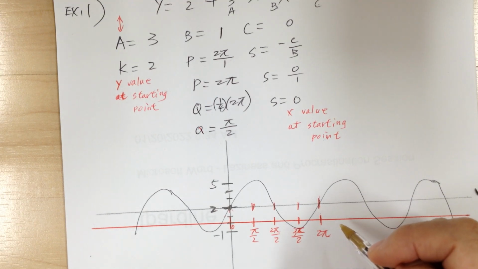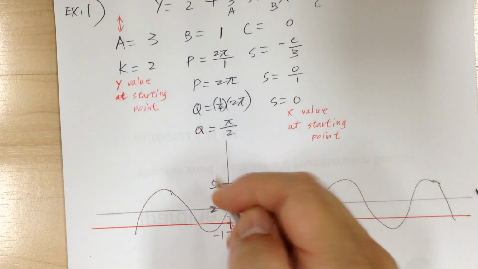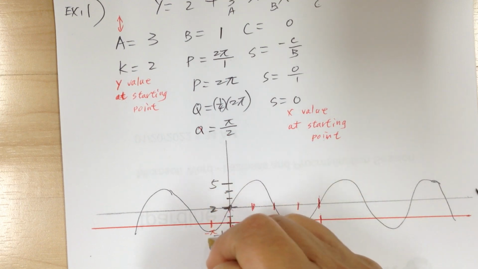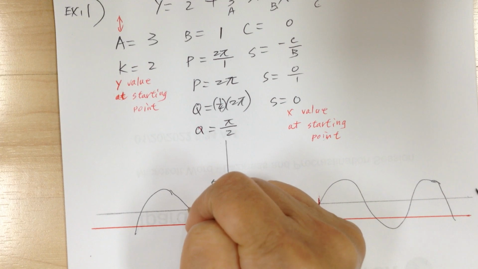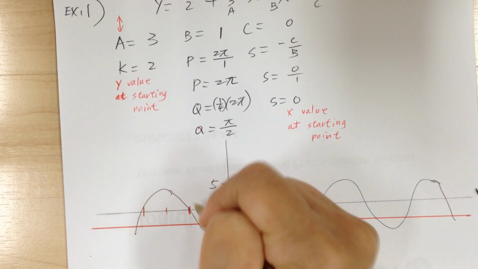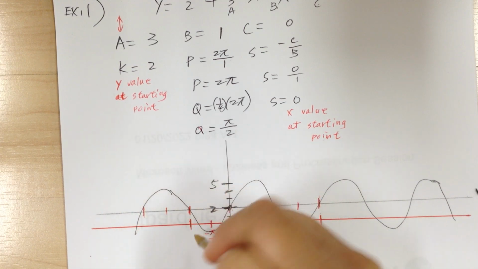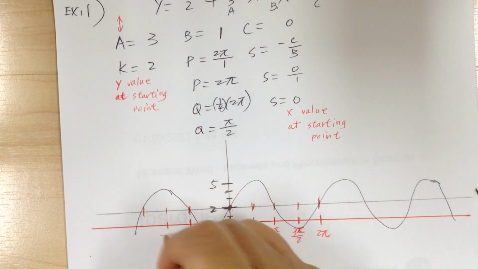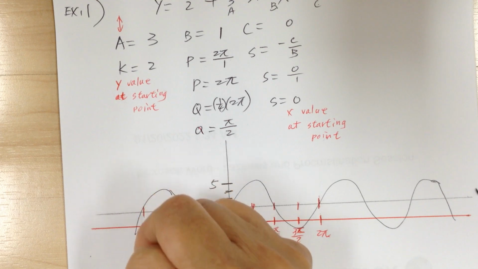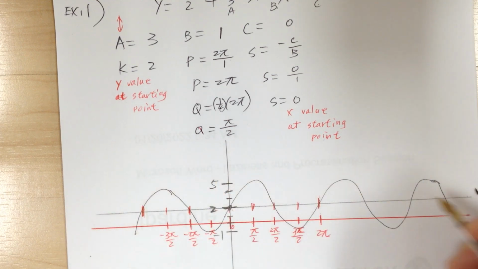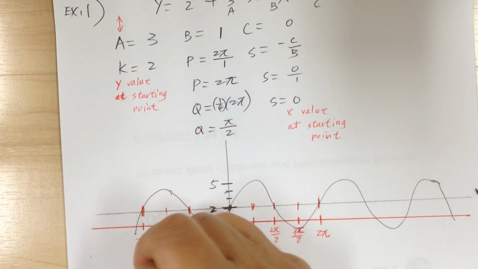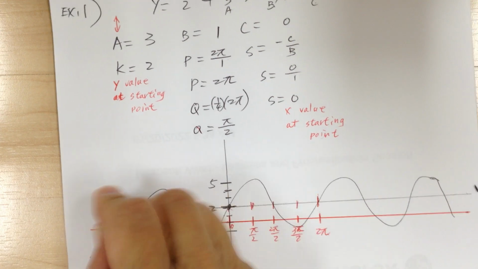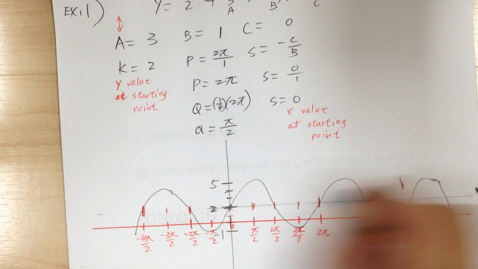When you go backward, this right over here would be negative pi over 2. Now remember, you have to base it on these points, based on this center line. So this point would be negative 2 pi over 2, this point negative 3 pi over 2, and this point negative 4 pi over 2. After you're done, you can erase this center line right over here.